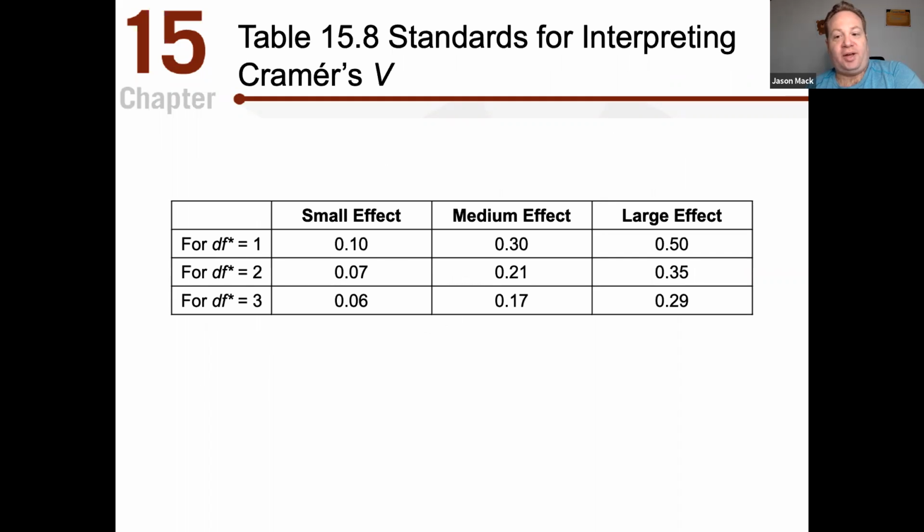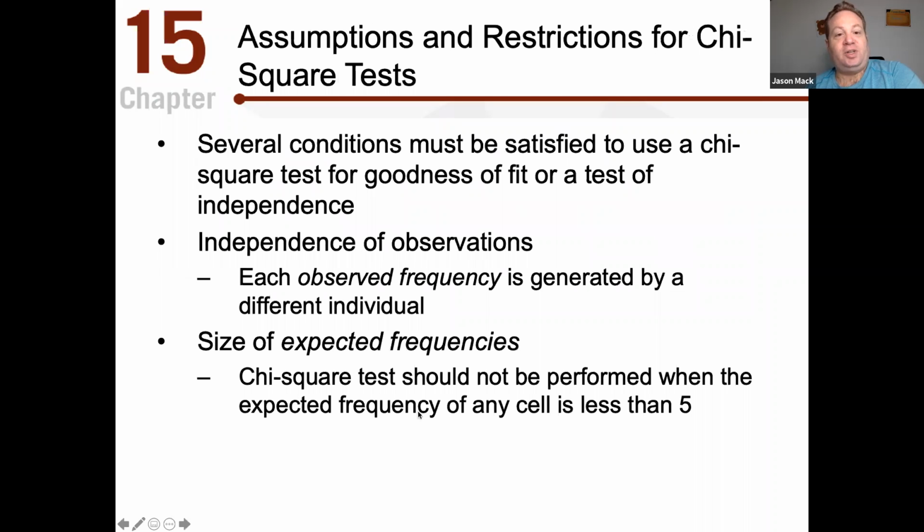So table 15.8, some standards for interpreting Cramer's V as proposed by Cohen. And this is just the standards we talked about. Small effect for each degree of freedom, 1, 2, and 3. Medium effect, and of course, large effect. Some assumptions and restrictions for a chi-square test. Several conditions must be satisfied to use a chi-square test for goodness of fit or a test of independence. First, independence of observations. Each observed frequency is generated by a different individual. 2, size of expected frequencies. The chi-square test should not be performed when the expected frequency of any cell is less than 5.